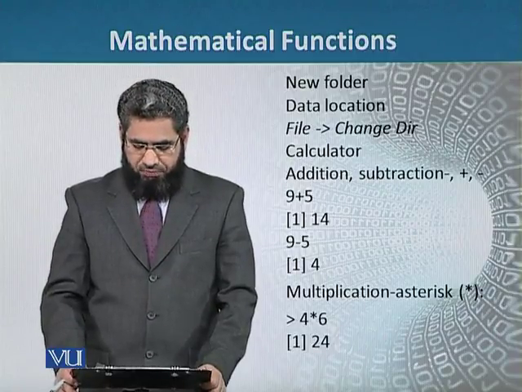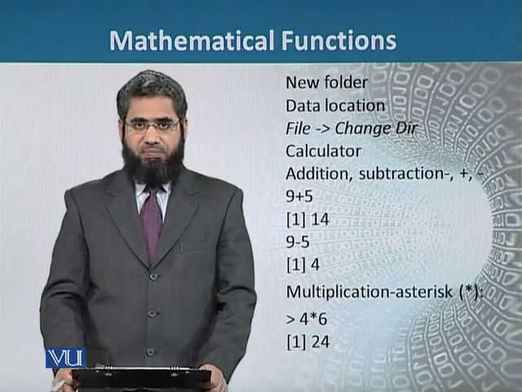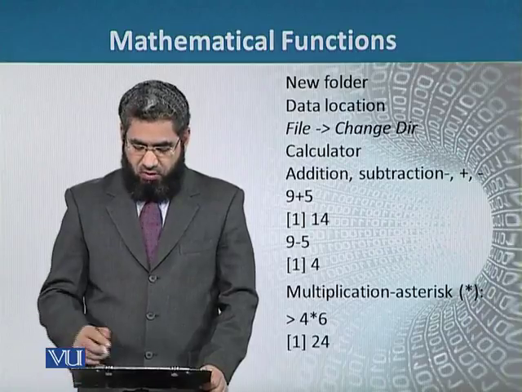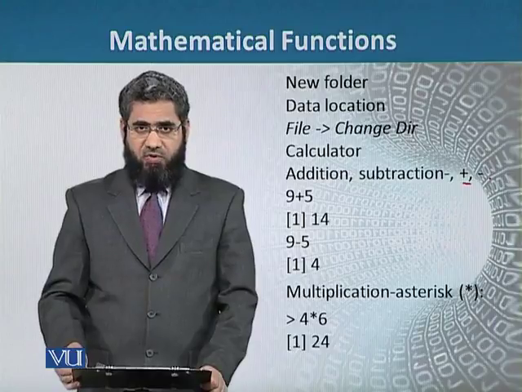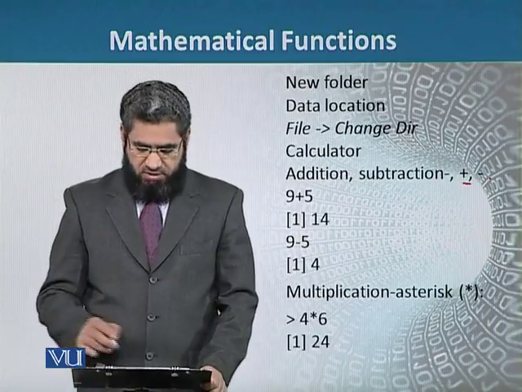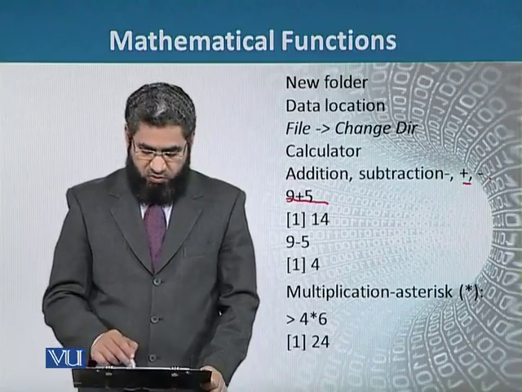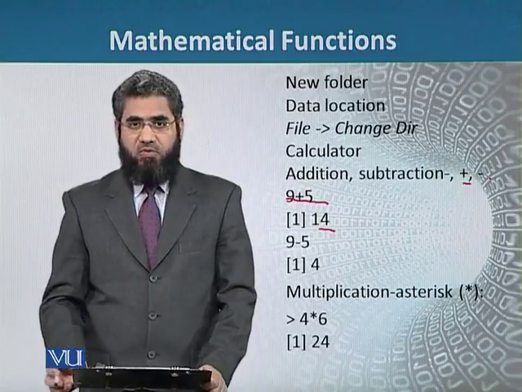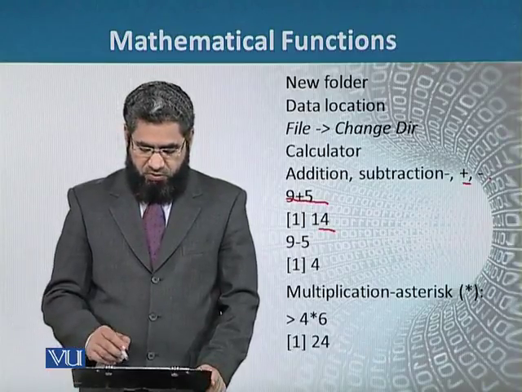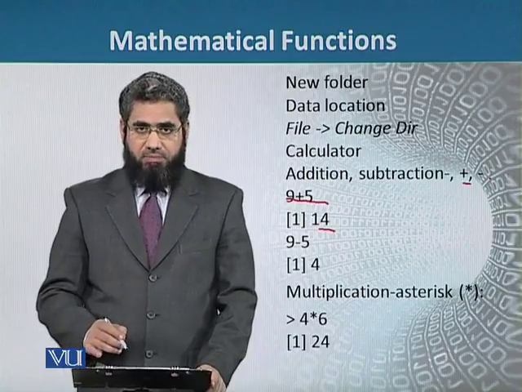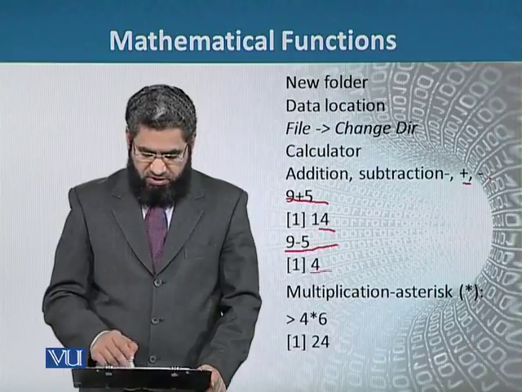For example, if we want to do some addition and subtraction, it will use the operators positive and negative signs. If we want to add two numbers, 9 plus 5, then it will at once give us the answer 14. Similarly, if we want to subtract 5 from 9, then we will get the answer 4.